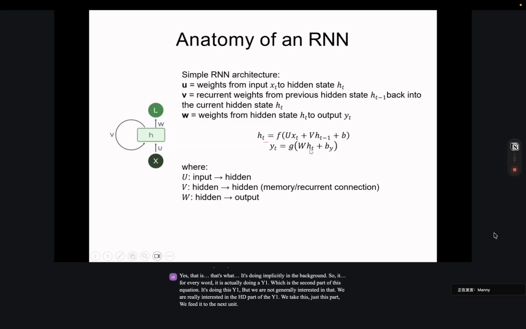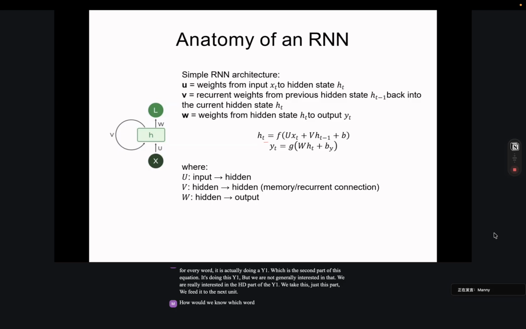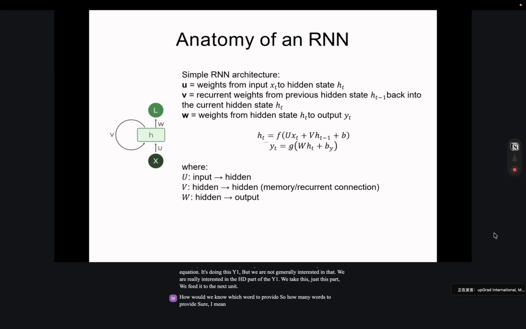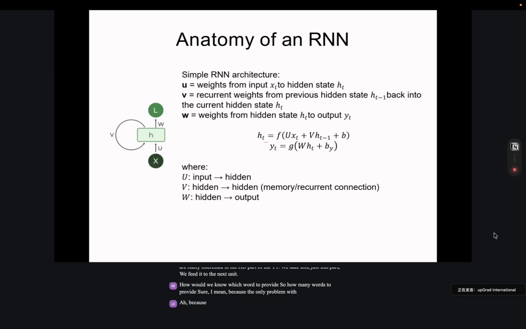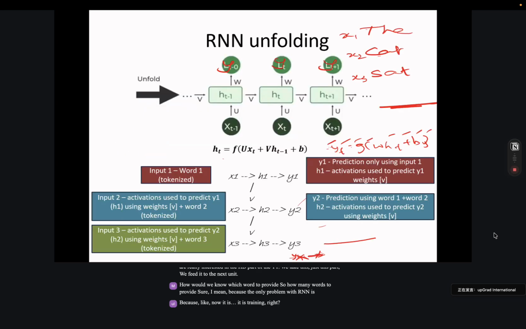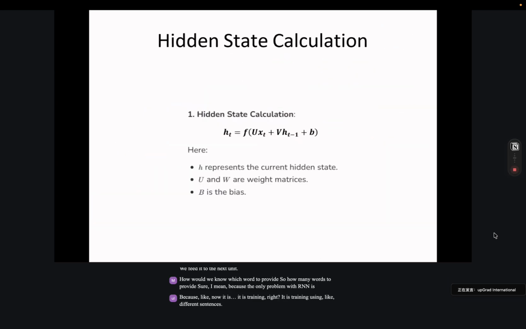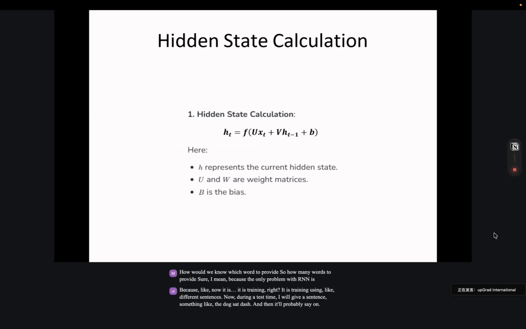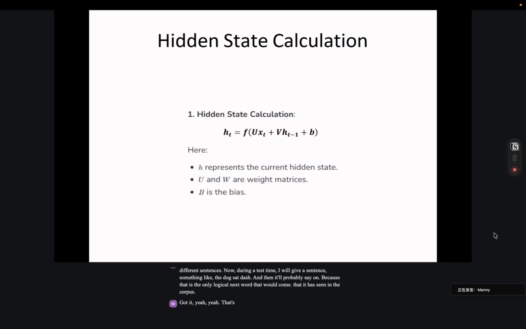How would we know which word to provide, or how many words to provide? You see what I mean? Because the RNN is training using different sentences. Now during test time, I will give a sentence something like "the dog sat" dash, and then it will probably say "on", because that is the only logical next word that it has seen in the corpus. That's right. Understood. Thanks.